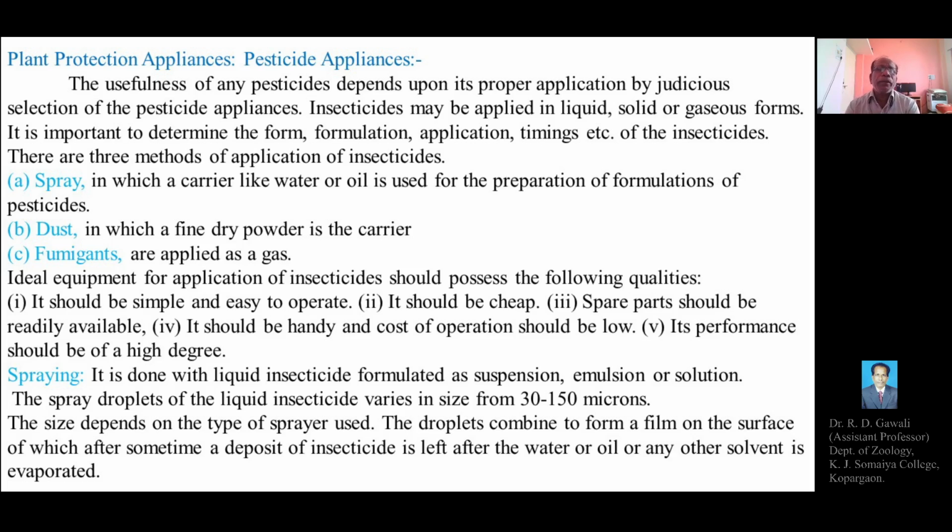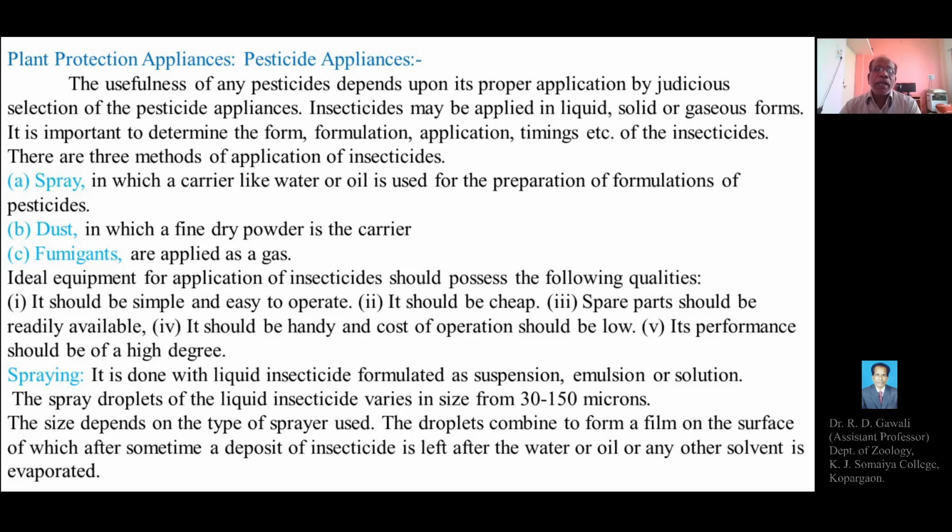So, the ideal equipment for the application of insecticides should possess the following qualities. One, it should be simple and easy to operate, and it should be cheap, not of much cost. Then spare parts should be readily available. Whenever there is any fault or problem with the equipment, it should be repaired easily, and the spare parts should be available easily.